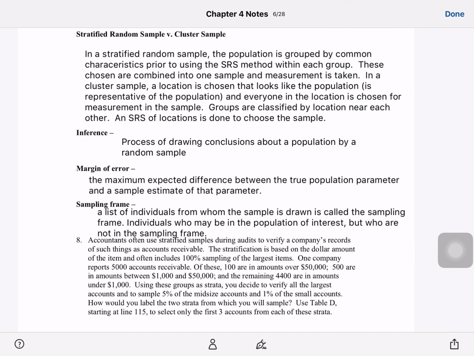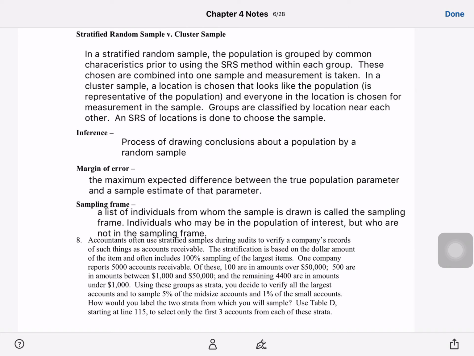In the sampling, we have a margin of error, and this is the maximum expected difference between the true population parameter and the sample estimate of that parameter. Remember that the sample is simply an estimate of a full population. We could do a census, which would give us a better estimate than a sample, because we would be taking everything in that population as part of the sample.